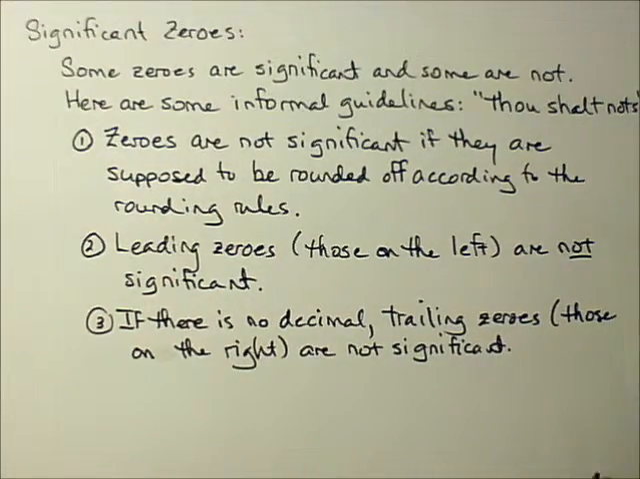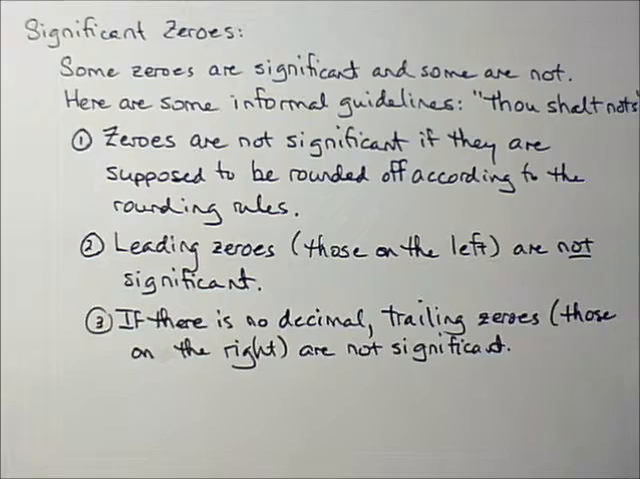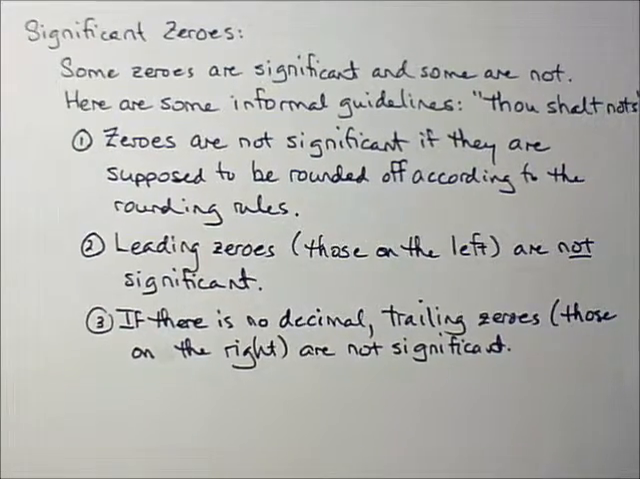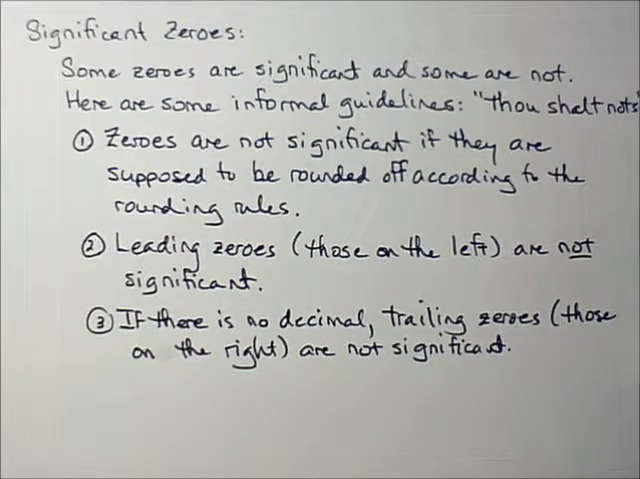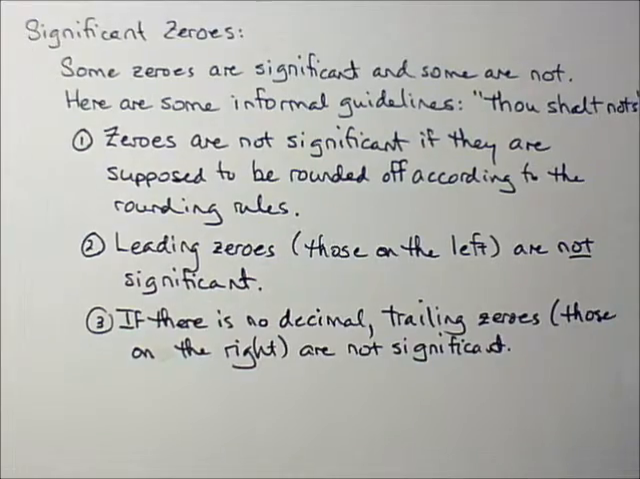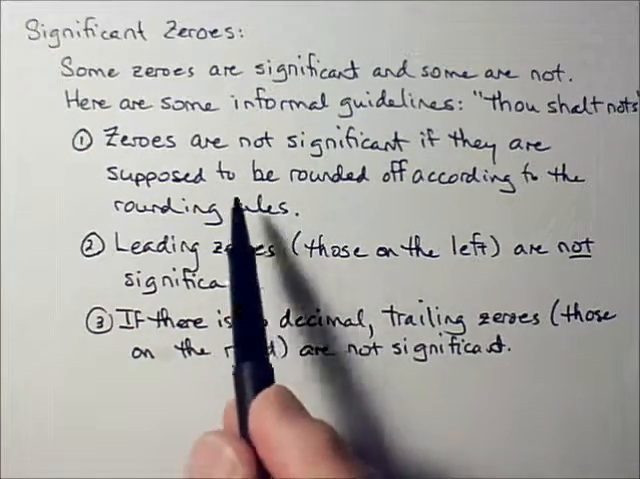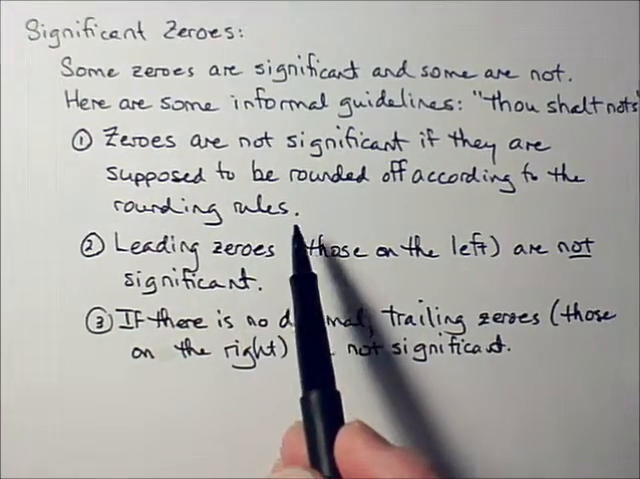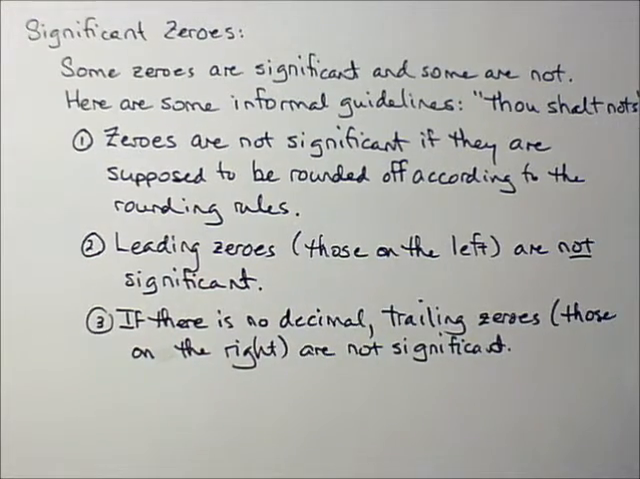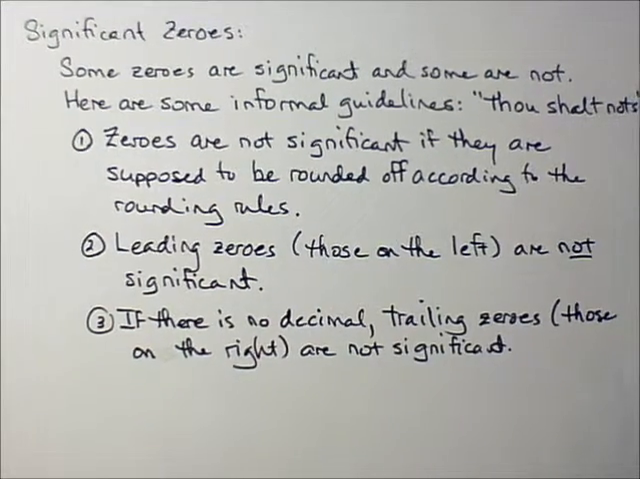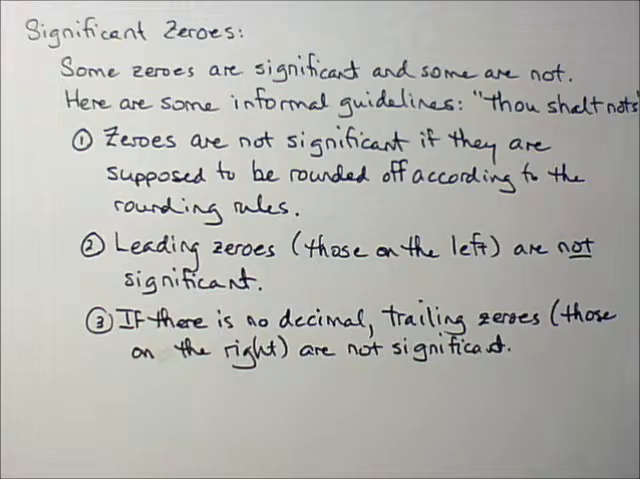All right, so these are informal rules. They're not the formal ones, but I find these probably easier to remember and easier to use, okay? I sometimes call them the thou shalt nots. So zeros are not significant if they're supposed to be rounded off. We already talked about rules for rounding off in multiplication and division, and then a separate set of rules for addition and subtraction. If we've already talked about digits that have to be rounded off, zeros aren't significant if they're supposed to be rounded off, okay?